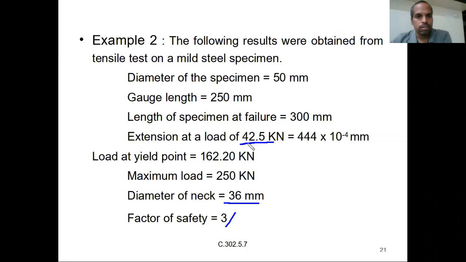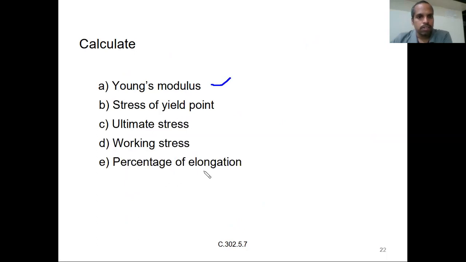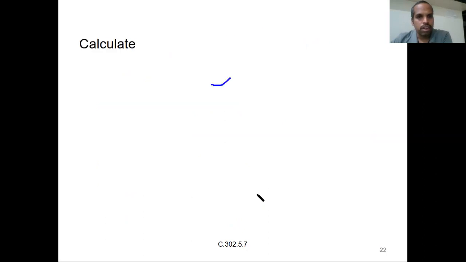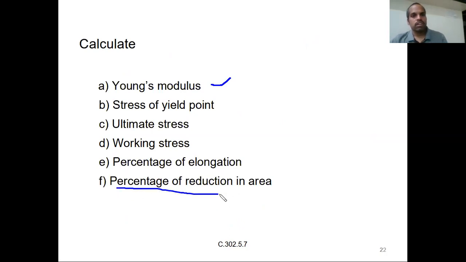Now what do we have to do first? What do you have to calculate? Calculate Young's modulus, stress at yield point, ultimate stress, working stress, percentage of elongation, and percentage of reduction in area, right? So all these things we have to calculate. Just like the previous one, the only additional thing is working stress.